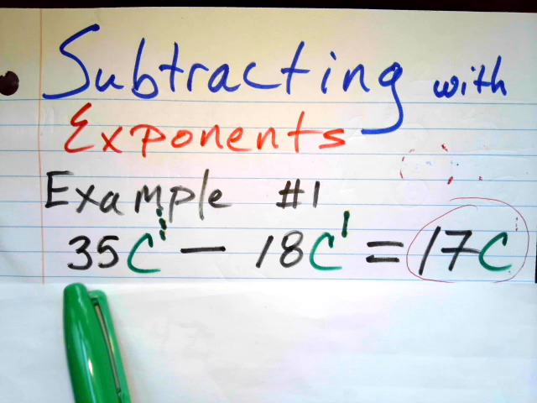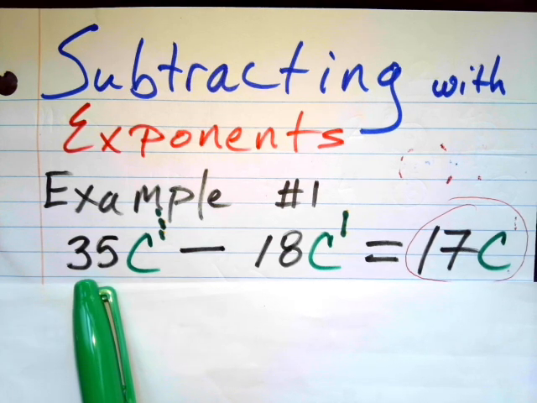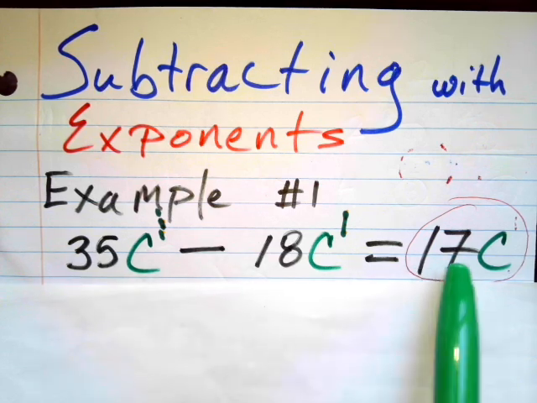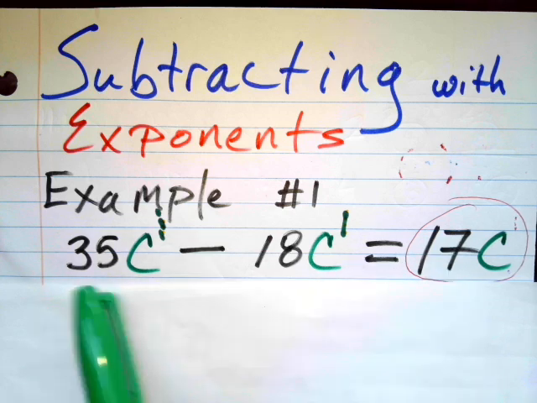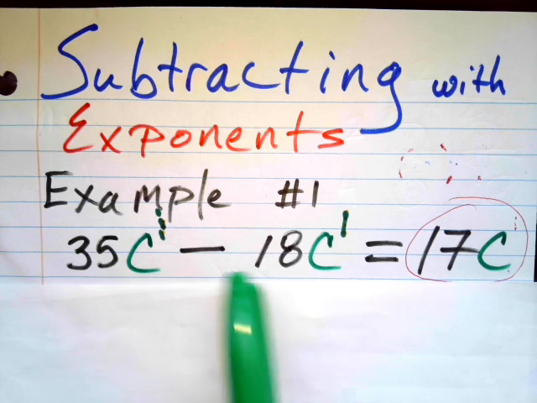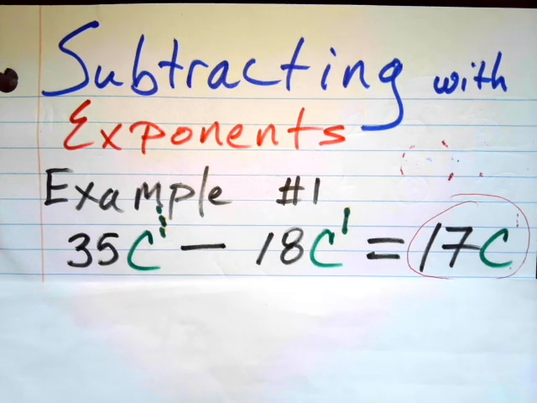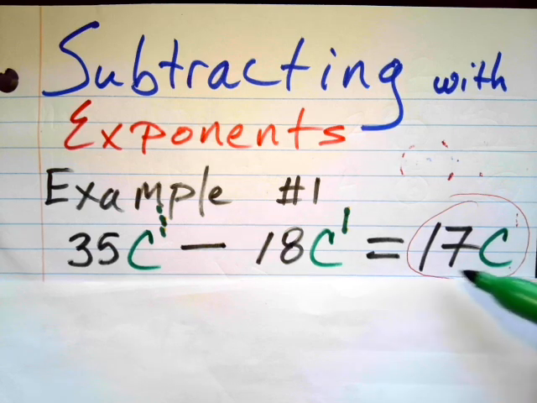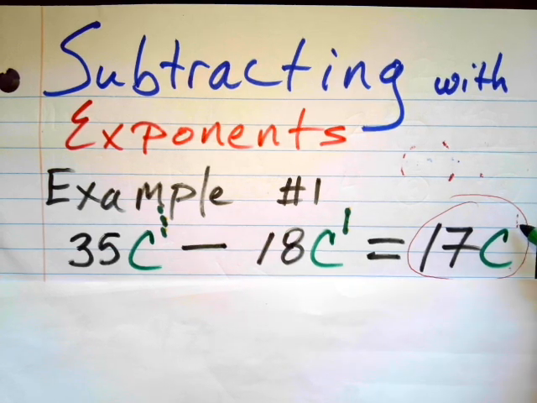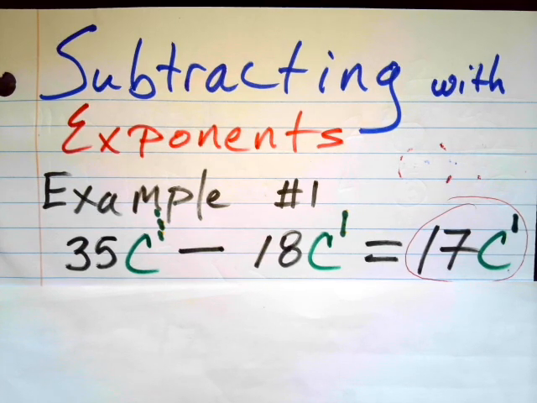Okay, so then we can subtract or add the coefficients, the number in front of the letters. 35 minus 18 is 17. We now would keep the variable c with the 17, and remember it's to the first power. So many times you'll see the answer 17c. Is it okay for you to write 17c to the first power? Absolutely. It's the exact same thing.